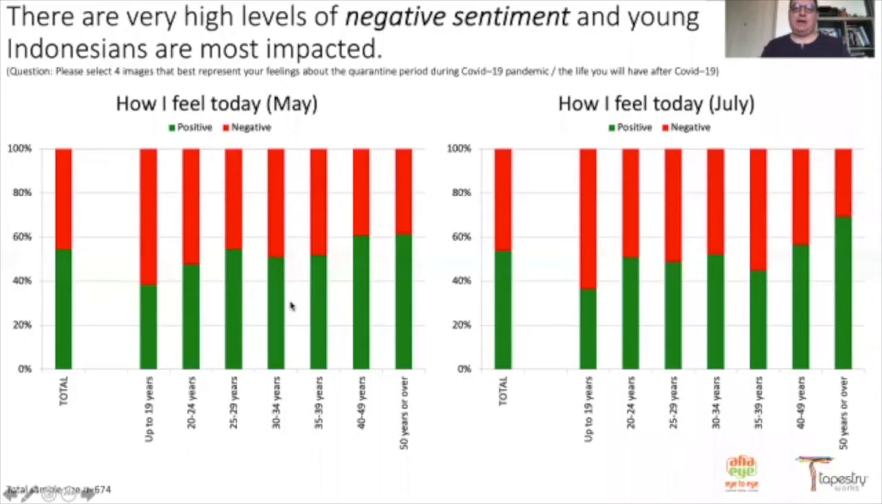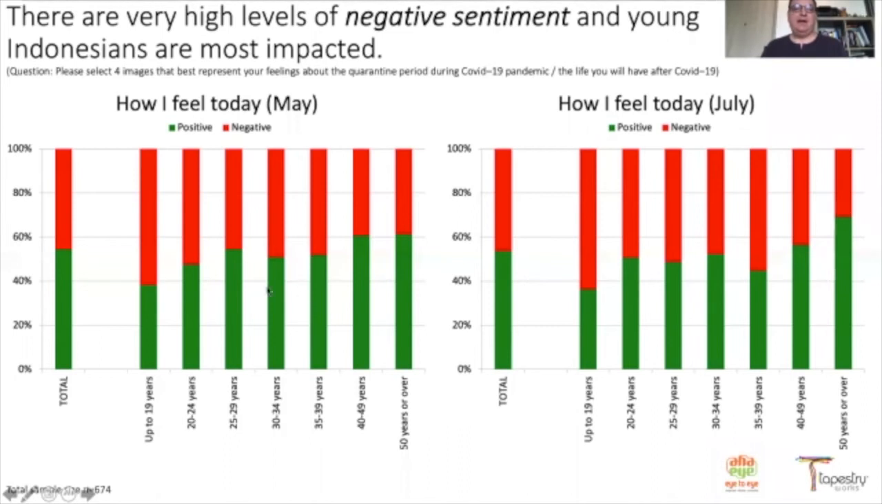It teaches us a lot about the power of using visuals, because typically in a lot of Asian cultures, it can be quite difficult to express feelings and emotions. And it's particularly difficult to express negative feelings. And we'll come more to that in a minute. But what we found over 2 quantitative waves of research is that the level of negative sentiment among Indonesians has been very, very high.